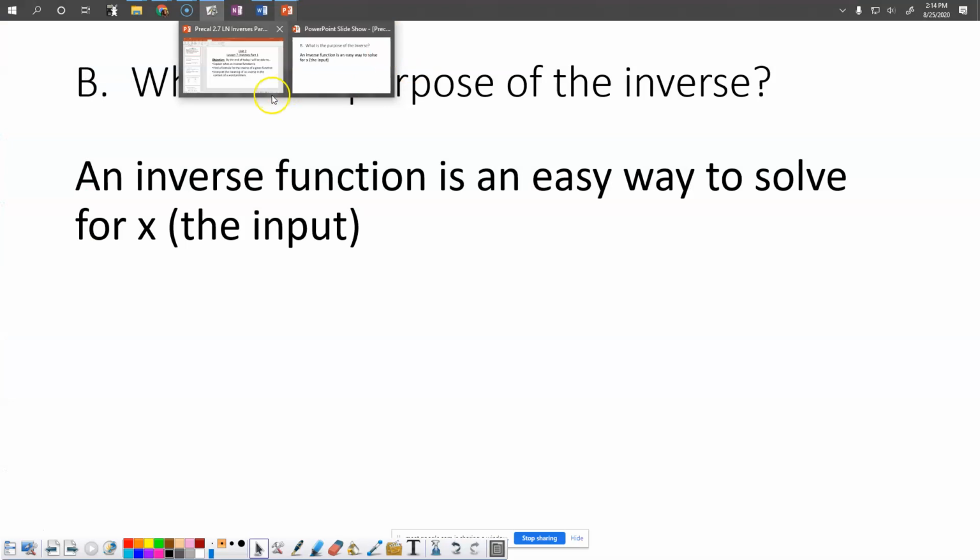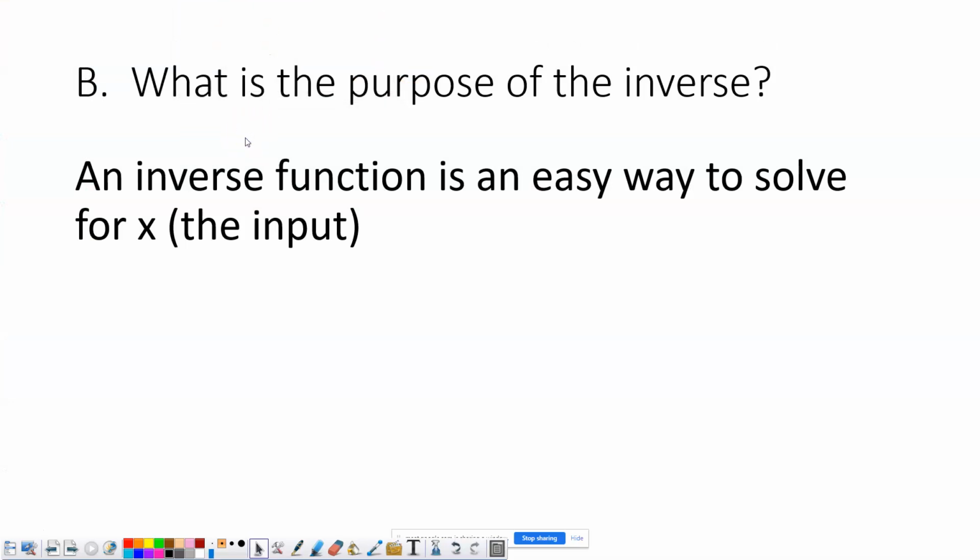But also mathematicians are just kind of nerdy, and when they started comparing inverse functions, they found a lot of really interesting relationships and thought, hey, we can study this, can't we?